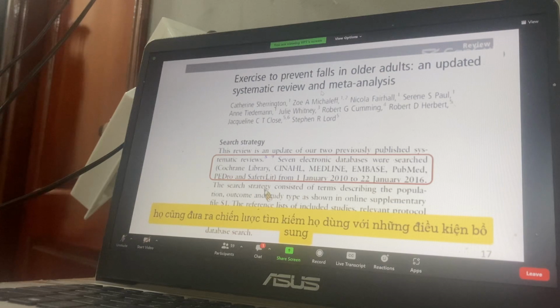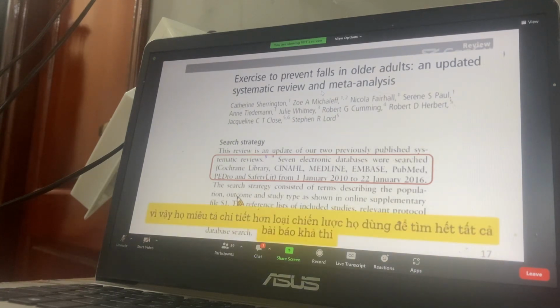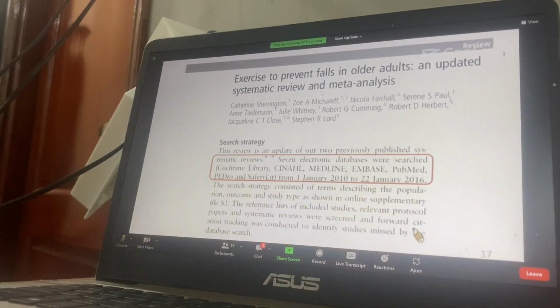They also put the search strategy and the terminology they use in the supplement. So that's a more detailed description of what kind of strategy they use to search for all possible articles.